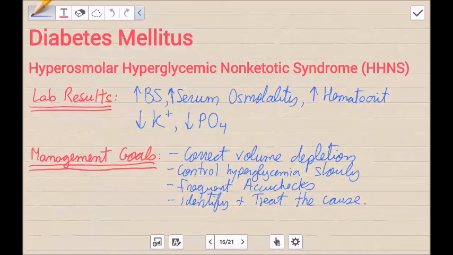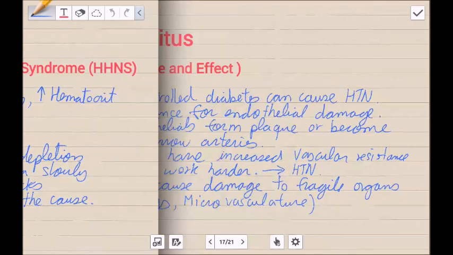So the management goals include the correction of volume depletion and controlling the hyperglycemia slowly. We have to check blood sugar frequently so that we know we're reaching our goal, and we have to identify and treat the cause.